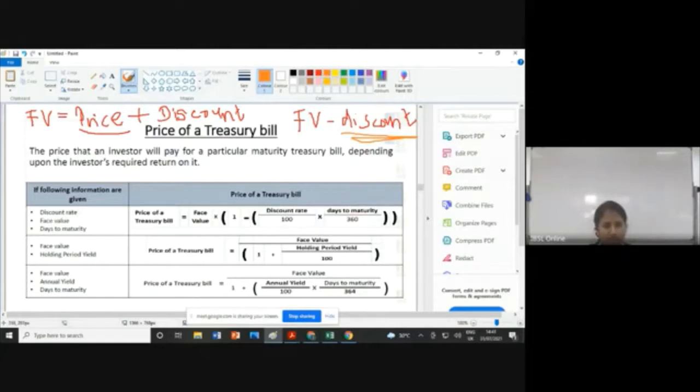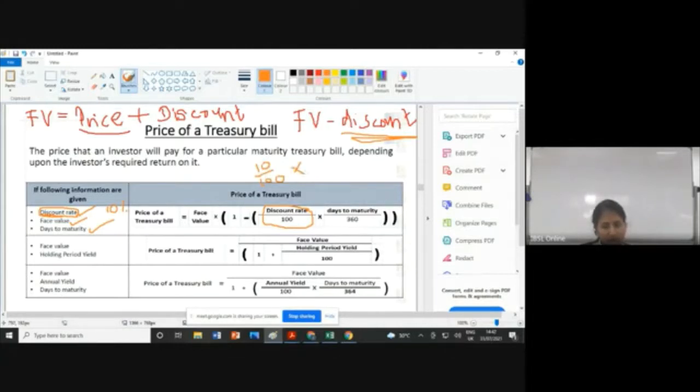Now let's say they have given you the discount rate, the face value and the days to maturity. If it was just the discount, simple, just subtract the discount from face value and you get the price. But here it's the discount rate that they have given. So what do you do? First, you have to convert your discount rate into the discount amount. Remember, the discount rate was annualized by multiplying it by 360. You have the discount rate as a percentage, so you express it as over 100. Let's say the discount rate is 10%, you denote it as 10 over 100.